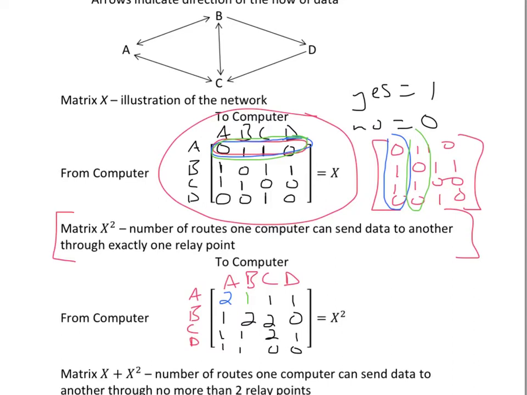Well, how about from B to D? Is there any way to go from B to D through just one relay point? Well, you could go from B to C, but you can't get to D from there, so that doesn't make sense. You can go from B to D, then that doesn't make sense. What about B to A? Nope, that doesn't make sense either. All right, so there's no way to do it. That's why it's a 0. That's how it works.